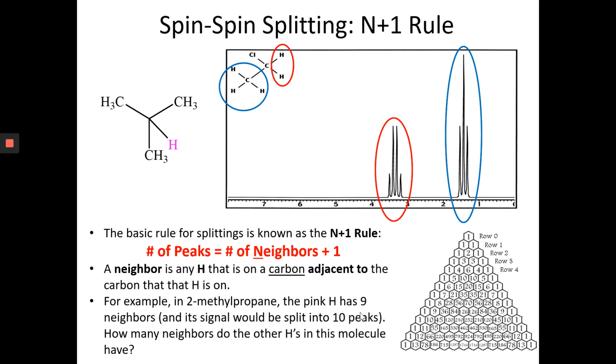Let's look at this one for a minute. 2-methylpropane right here on the left. The pink has 9 neighbors. Can you believe 9 neighbors? Well, pink is on this carbon right here. Which carbons are 1 carbon away? This one, and this one. So all 9 of these are neighbors to pinky. So that pink hydrogen signal is going to be split into 10 peaks.